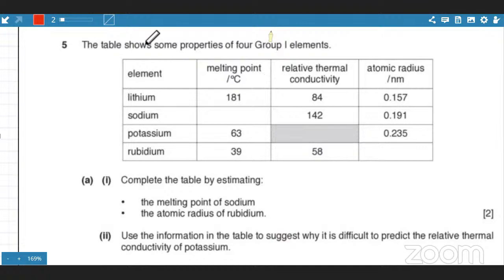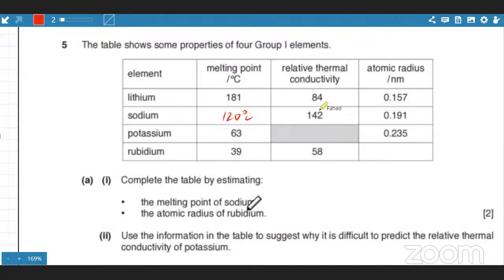Anyways, let's start doing question number 5. The table shows some properties of 4 group 1 elements. Complete the table by estimating the melting points of sodium. So we're just going to follow the trends. Nothing special here, it's just estimating. You don't need to use a calculator, just estimate. Lithium 181, potassium 63, and then rubidium. So it's decreasing. So my best hunch would be somewhere in between. So let's make it 120. That kind of looks reasonable.